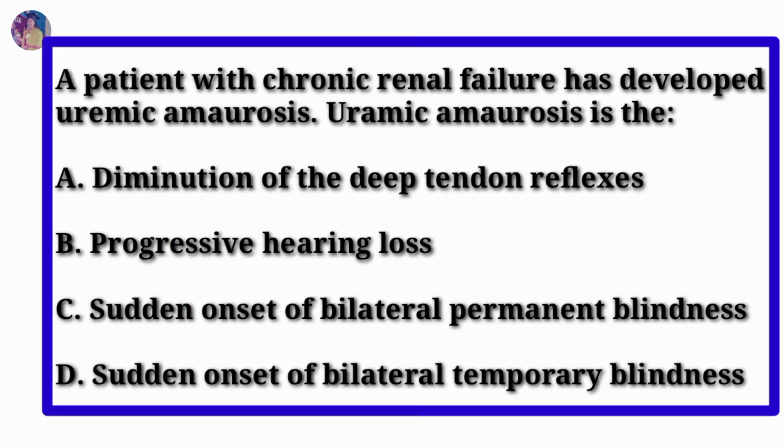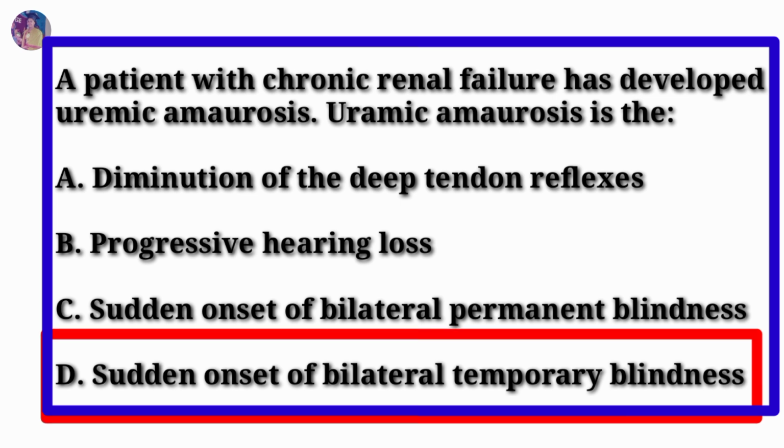Question number 5. A patient with chronic renal failure has developed uremic amaurosis. Uremic amaurosis is: option A, diminution of the deep tendon reflexes; option B, progressive hearing loss; option C, sudden onset of bilateral permanent blindness; option D, sudden onset of bilateral temporary blindness.